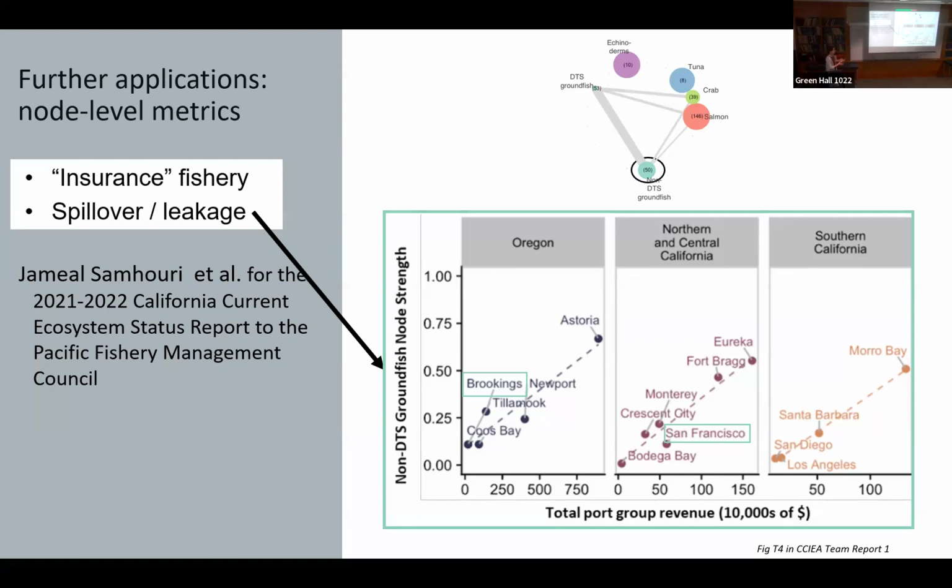And then other ports like San Francisco are falling below the line, so they might be less likely to experience large amounts of spillover and leakage from these regulatory changes, despite what the revenue might suggest.